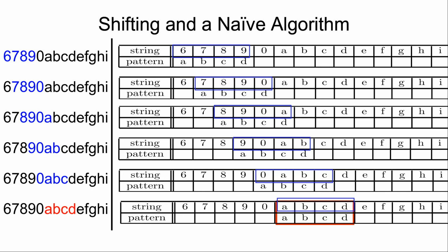Each of these blue substrings we try to match against is called a proposed match, and the final proposed match is shown in red.